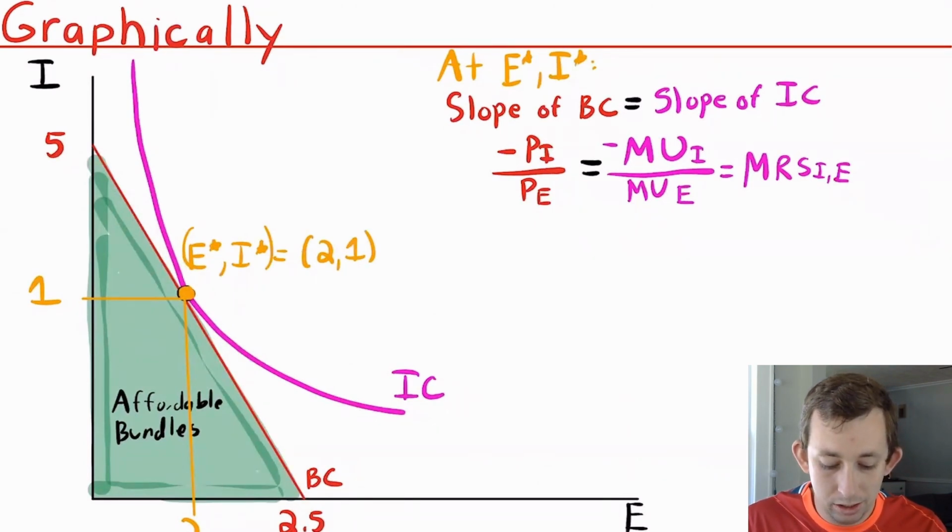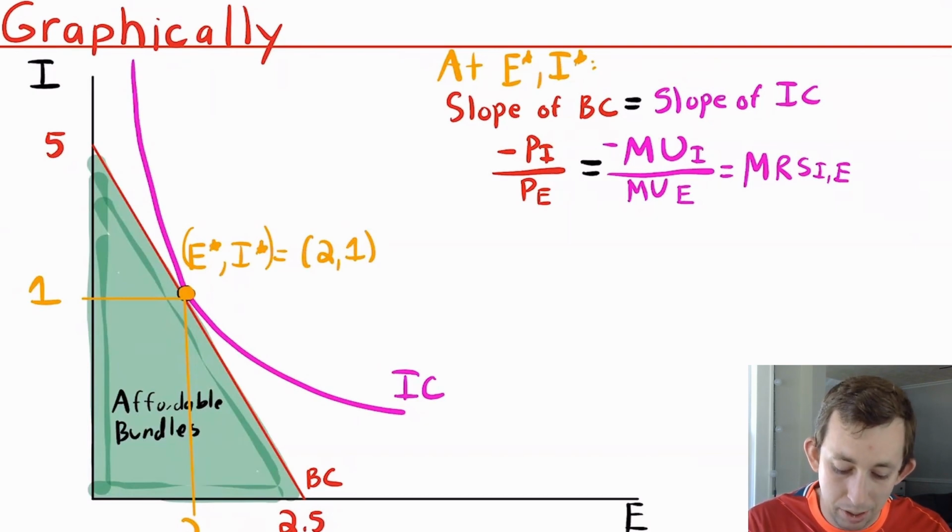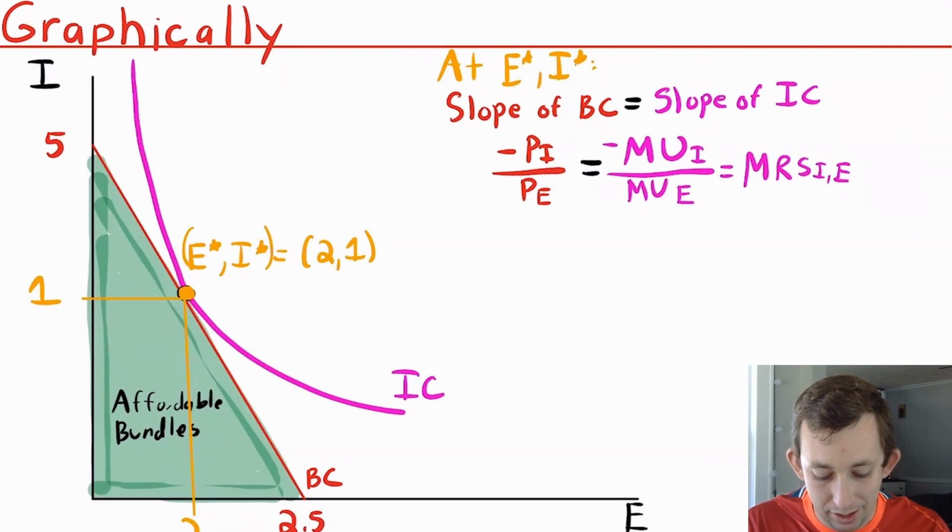And so the way we're going to solve this utility maximization problem is we're just going to set the slope of the budget constraint equal to the slope of the indifference curve, which is minus P_I over P_E. That's going to be equal to the marginal utility of ice cream over the marginal utility of eggs, which is also called the marginal rate of substitution between ice cream and eggs.